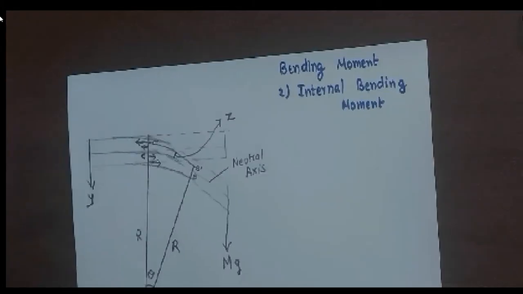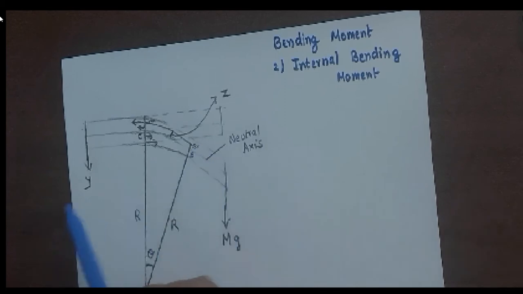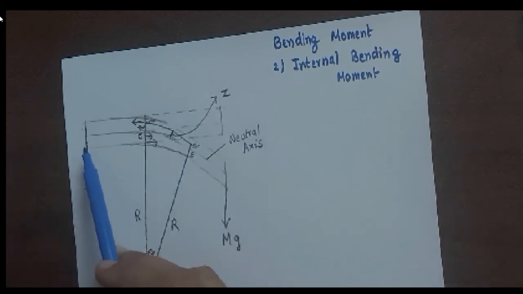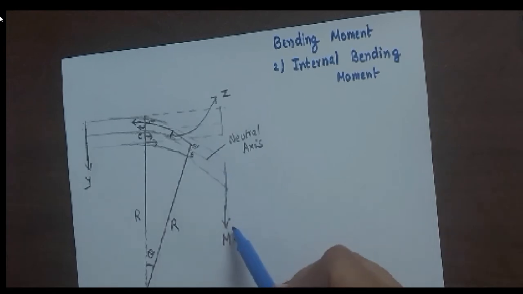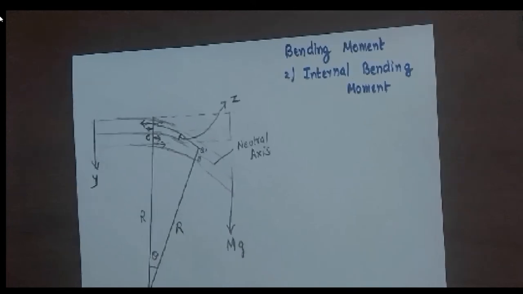Hello students, today we are going to see the second part of bending moment, that is internal bending moment. For that, again we will consider one cantilever loaded at one end and fixed at one end. This is the fixed end, it is clamped, and we attach one weight, and because of the weight the beam will bend in the downward direction.